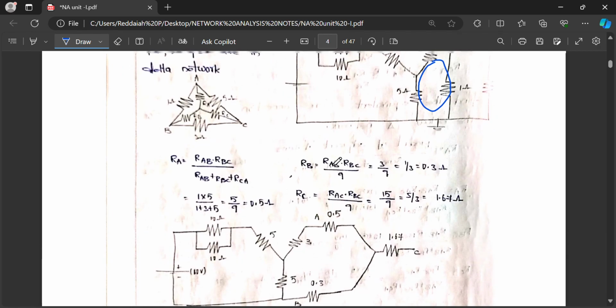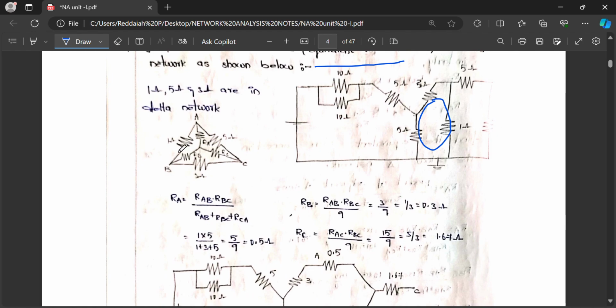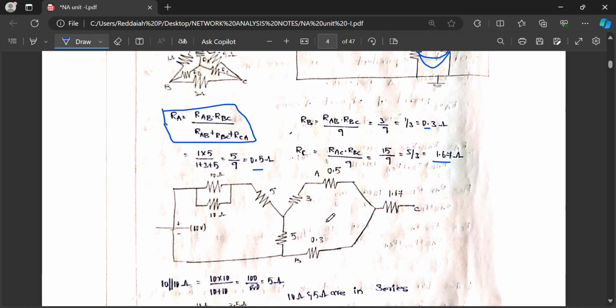After conversion to a star network, for star resistance RA, the product of adjacent arms is divided by the sum of all arms. This formula you have to remember. Similarly, we calculated RA, RB as 0.3, 0.5, and RC as 1.67. After that, you can redraw this circuit, placing a star network in place of the delta. If you redraw the circuit, 0.5 ohm, 1.67, 0.3. Now 10 ohm and 10 ohm are in parallel. These two are in parallel. You can write 5 ohm.